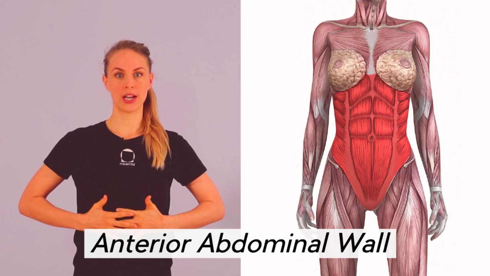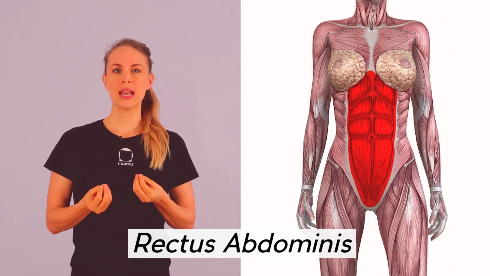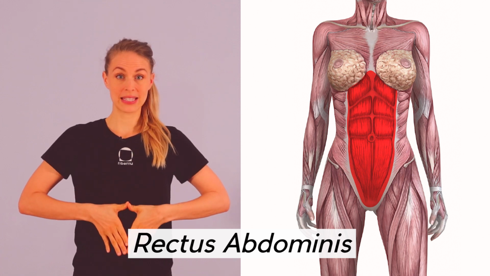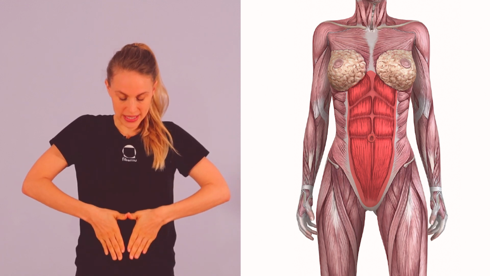So let's start. To understand what Diastasis Recti or DR is, we first must understand the muscles that are involved. If we look at our abdominal muscles, we have something that we call the anterior abdominal wall. And there is a muscle that is called the Rectus Abdominis muscle, which is a relatively thin and flat muscle that runs from your xiphoid process, so from your sternum, all the way down to your pubic bone, okay?